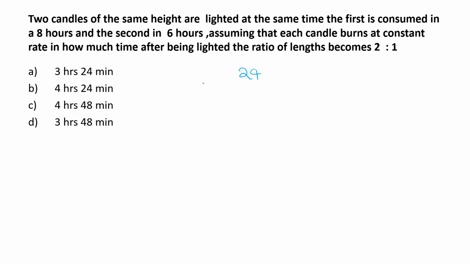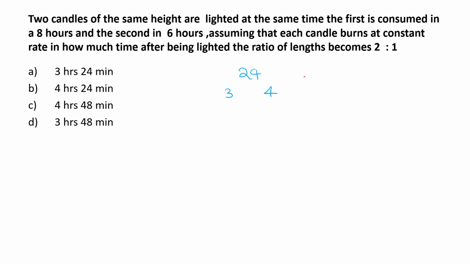Then the consumption rate of the first candle is nothing but 3 units per hour. For 24 units, the first candle is taking 8 hours to be completely burnt. That means it is burning at the rate of 3 units per hour, and the burning rate of the second candle would be 4 units per hour. For the total length of 24 units, the second candle is taking 6 hours to be completely burnt. So the burnt rate of the second candle would be 4 units per hour. Okay.